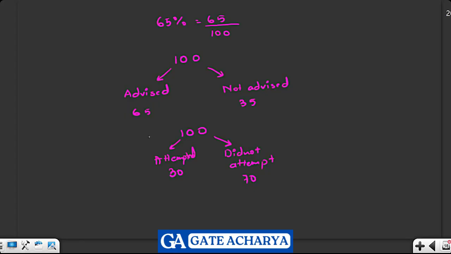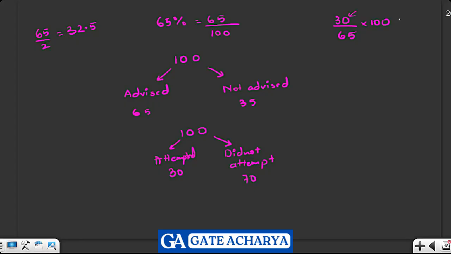Now, from advised, if I say 30 people were all advised and they come from the set of advice, that is 30 divided by 65. What is the percentage value of 30 divided by 65? Just try to work it out. What is 65 and a half? 65 and a half is actually 32.5. You can see that your 30 value is less than 32.5.